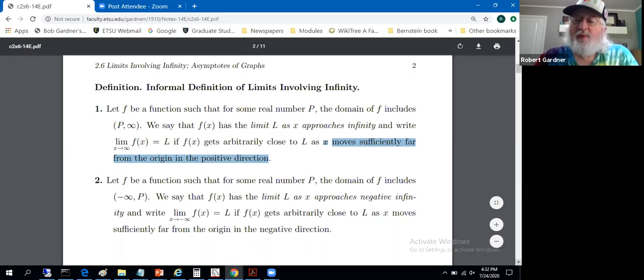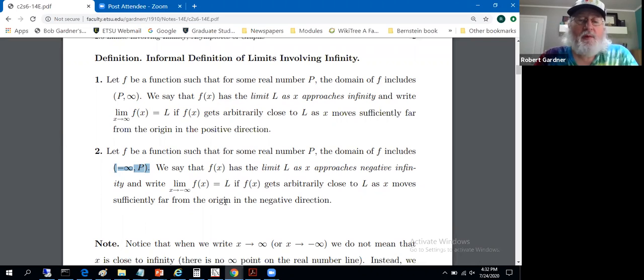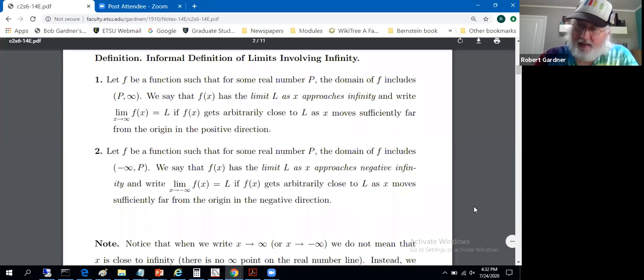And similarly, if we wanted to take a limit as x approaches negative infinity, we'd require the function to be defined on an interval of this sort, or else limits don't make sense when the function doesn't include appropriate values in its domain. And we say the limit as x approaches negative infinity of f of x equals L. Notice we picked up a little negative sign right there on that infinity. If f of x gets arbitrarily close to L, that's the epsilon part, as x moves sufficiently far from the origin in the negative direction. And that's the capital N part.